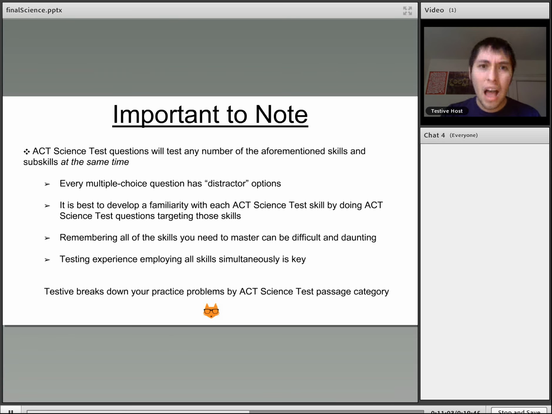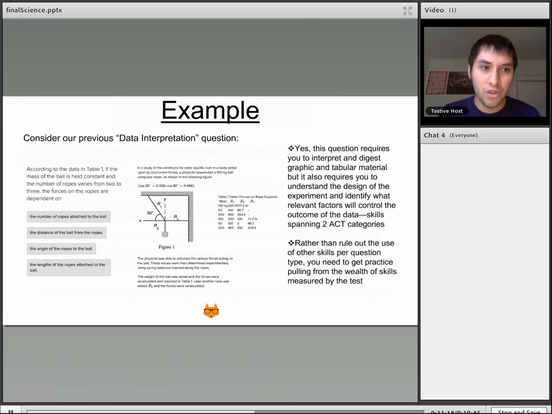So the way that Testive is going to break up this section is we're going to keep the ACT format. We're going to break them down by the ACT science test passage category, since at the end of the day, all of the skills that you're practicing are going to be useful for answering any sort of question provided to you. So just consider a previous data interpretation question. What am I talking about when I say that you need to use all these different skills at the same time? So this is a data interpretation question, which required you to interpret graphic and tabular material.